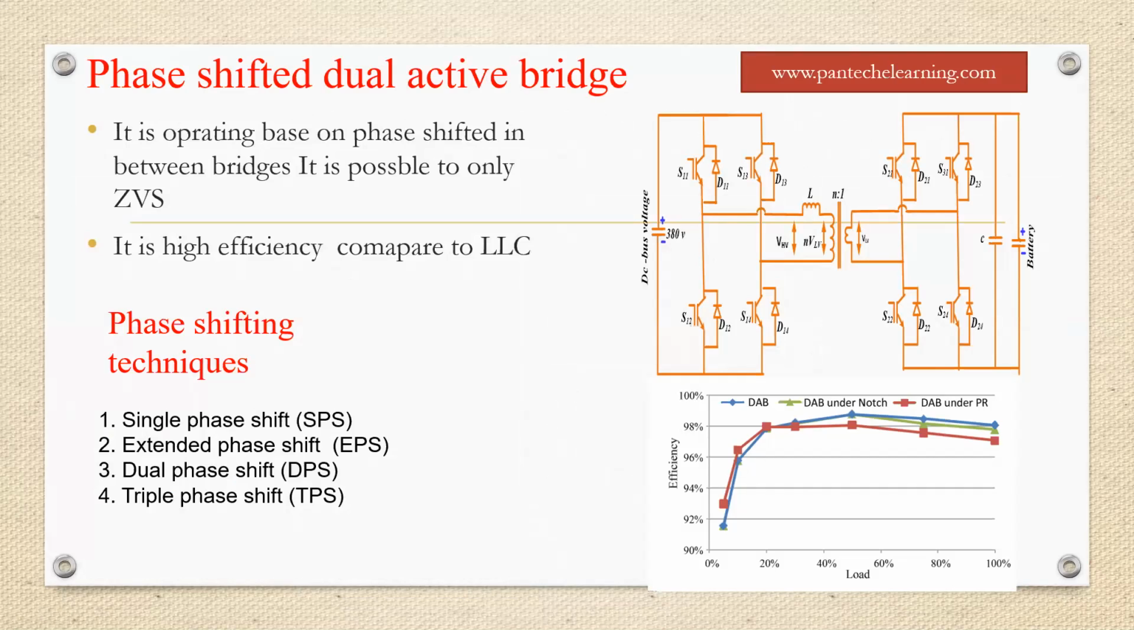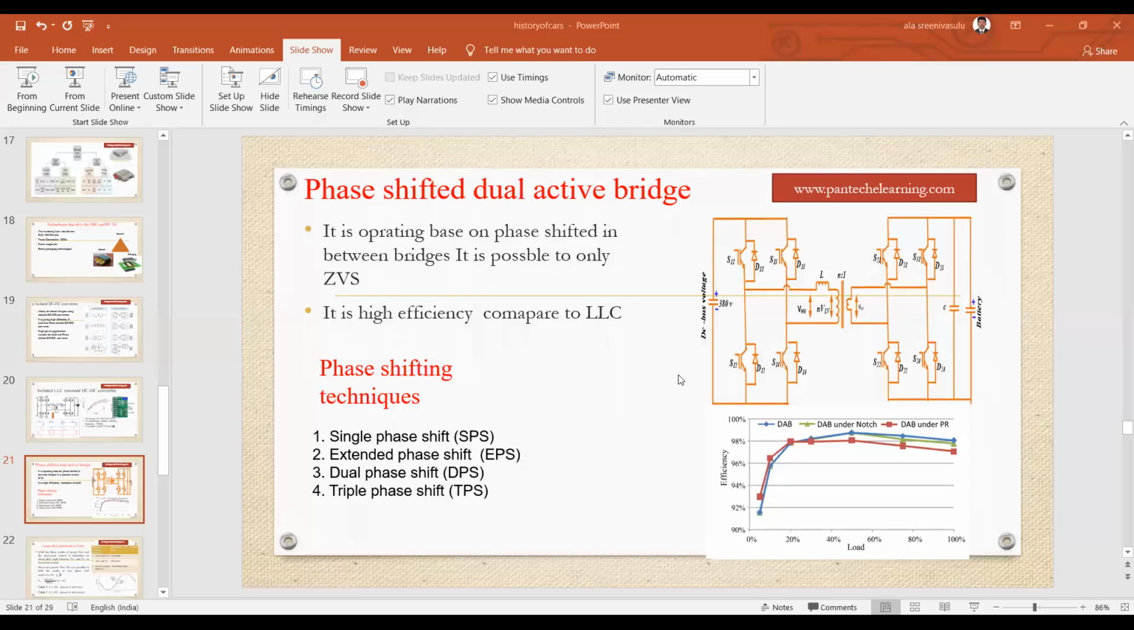And the phase shifted dual active bridge converter you can see here. We can call this a dual active bridge type of converter topology also. This dual active bridge type of converter topology, you can see here, this dual active bridge converter.